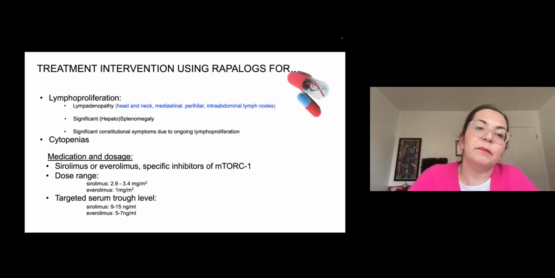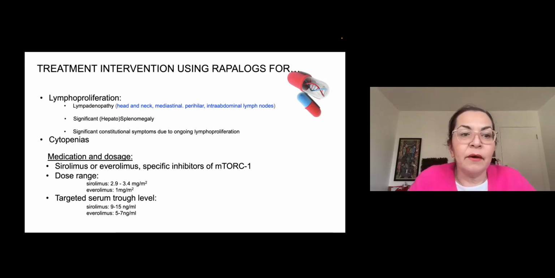So what we have done, in some of these patients, we have started treating them with rapamycin even prior to figuring out that their defect was CTLA4, more than a decade ago. We looked at whether they had lymphoproliferation, and we wanted to reduce lymphadenopathy. If they had significant splenomegaly, we targeted that.